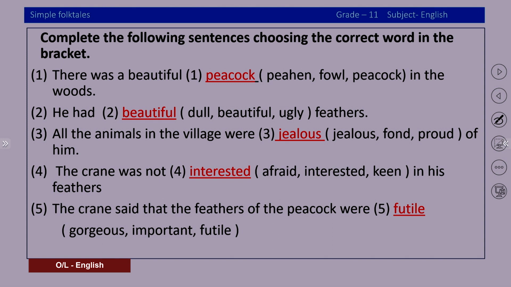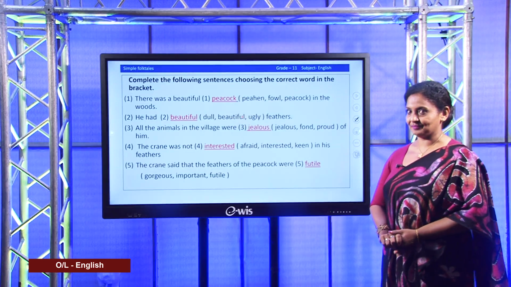Last one, the crane said that the feathers of the peacock were futile. Do you know the meaning of the word futile? Here also I have used a similar word. Futile means useless, right? I think you can remember the crane said that the feathers of the peacock were useless. Okay, the answer is futile.